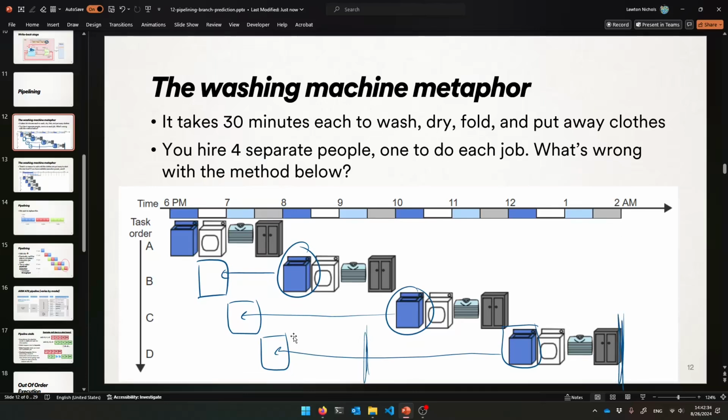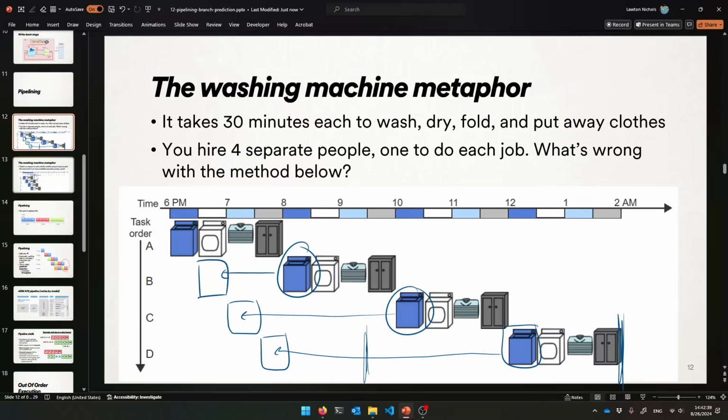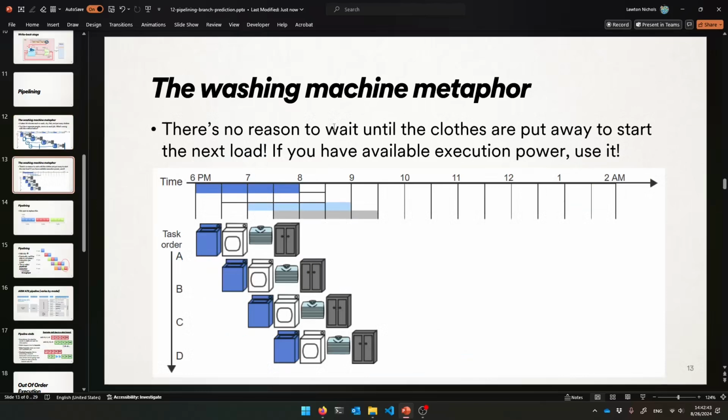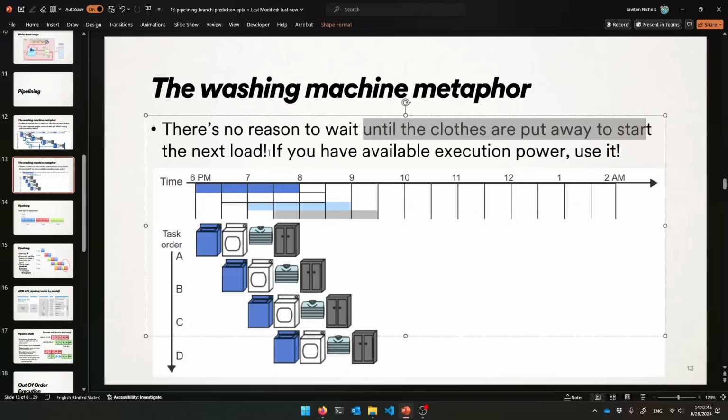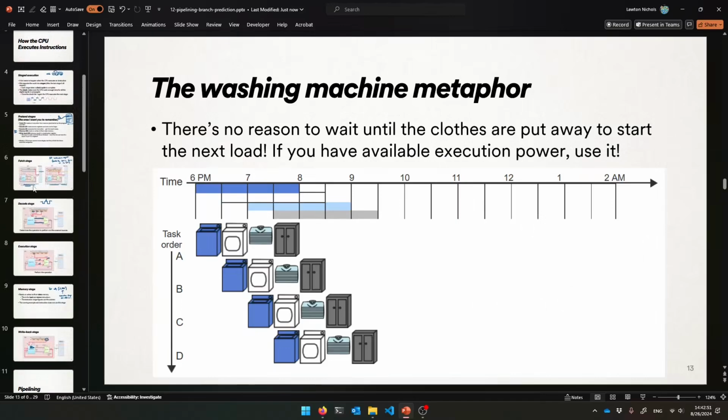Okay, so isn't that nice? That makes a lot of sense. Okay, we're going somewhere with this in the CPU as well. There's no reason to wait until the clothes are put away to start the next load, right? If you have available execution power, you should use it. And now we can come back to these stages.